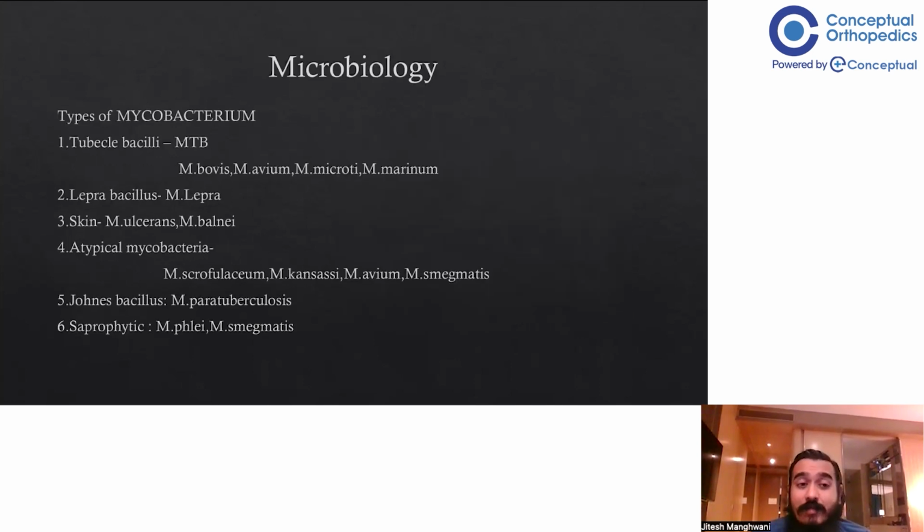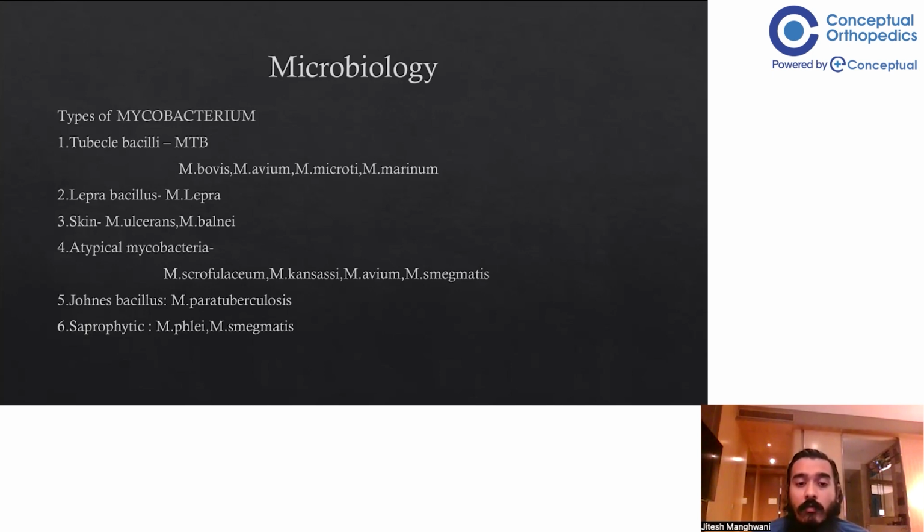Mycobacterium, what are the types? The most common is the tubercle bacilli, which is Mycobacterium tuberculosis. Apart from that, in that same family, there are some other bacteria also which may come. That is Mycobacterium bovis, avium, microti, marinum. Also, the lepra bacillus, that is Mycobacterium leprae, comes under the same umbrella. However, the families are different. Also, in the skin, Mycobacterium ulcerans and Mycobacterium bellni are something that may impact.